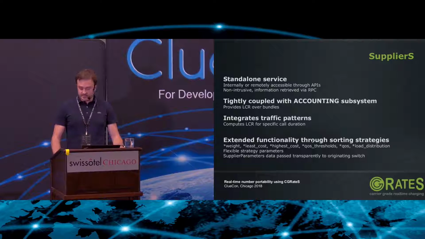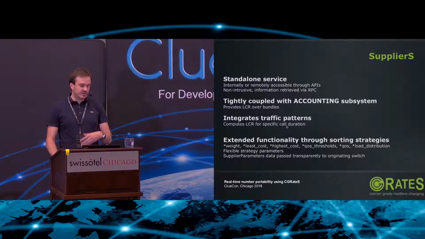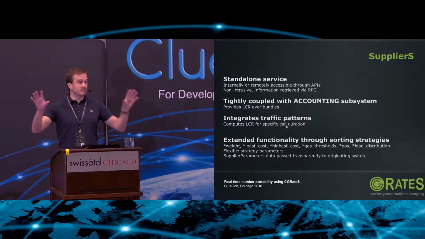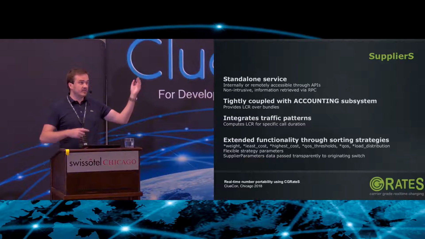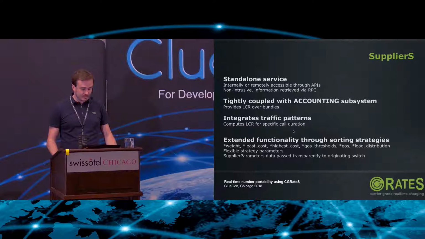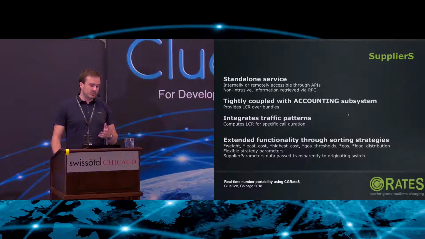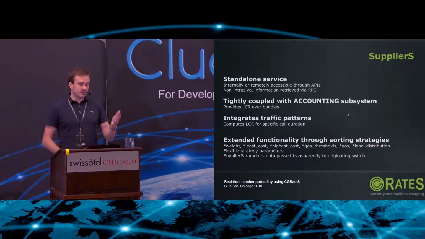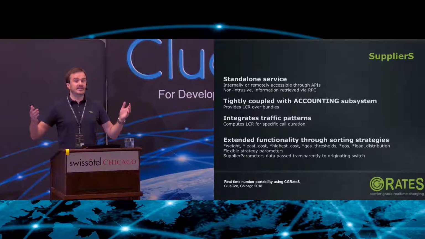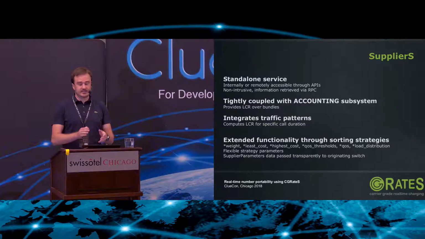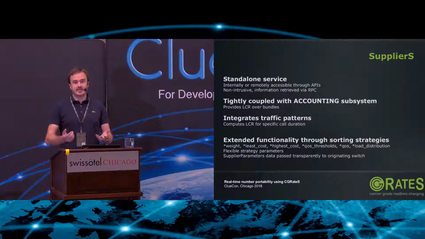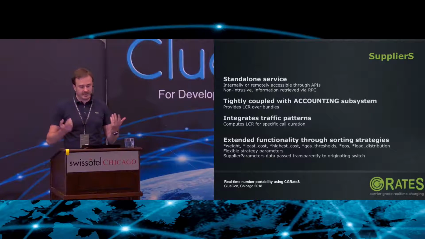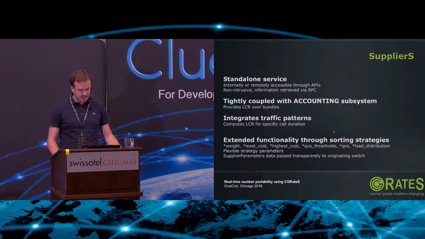Suppliers is another standalone service. It's internally or remotely accessible like attributes. So each of these can be standalone systems, and you can play with APIs with various parts. It's tightly coupled with the accounting subsystem. If you need suppliers with bundles, this is supported too. So you can have minutes available only on weekends, and the system will see that supplier that still has minutes available, maybe with a special price or free. You can decide that in your rules.